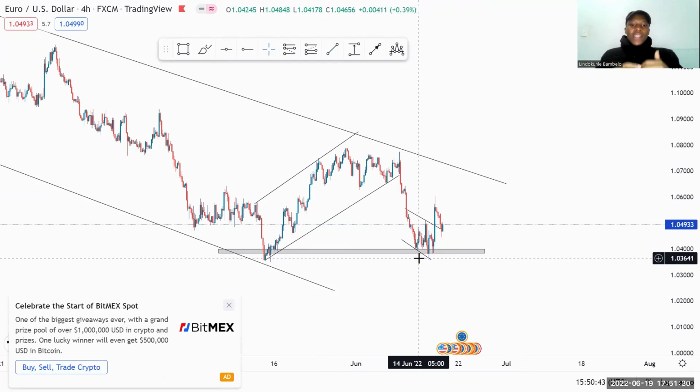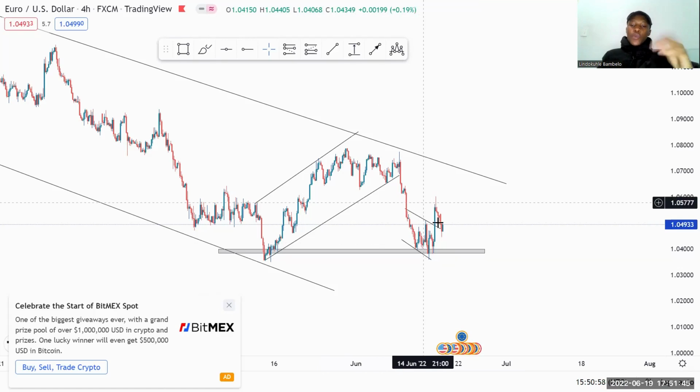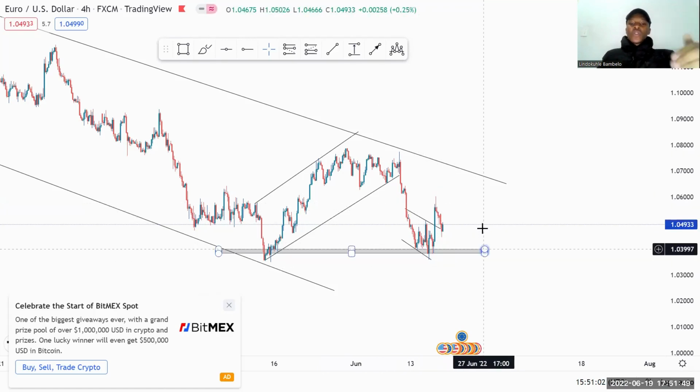So the next thing that we would normally anticipate after every impulse move, we get a correction, right? So logically, we can know that after this impulse, we will most likely be expecting that impulsive and that corrective move to the upside, because after every impulse move, we get a correction.